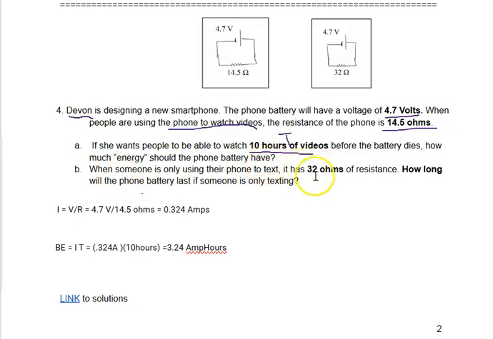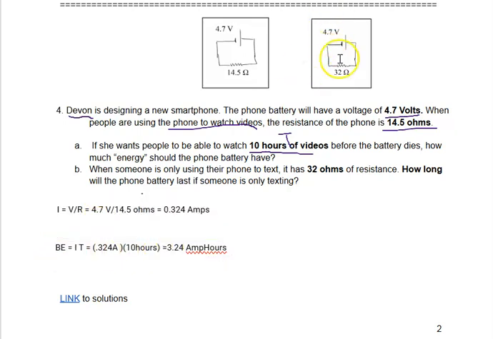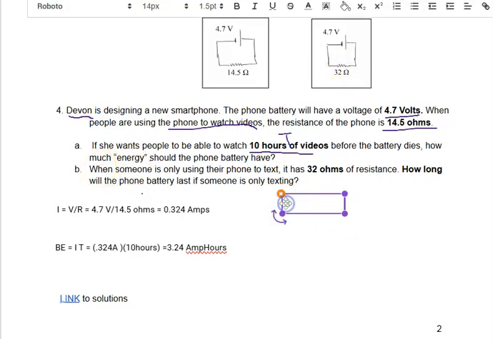Well, some days people aren't going to be watching video. They're only texting. So that's not going to use as much energy. So that actually has more resistance. And we want to know how long that will last. So again, clearly, how long is time? So you might jump in and go, oh, I still have the same battery energy, which is true, but you don't have the same current, right? This is a different circuit. So you have to find the new current. So let's find the new current.